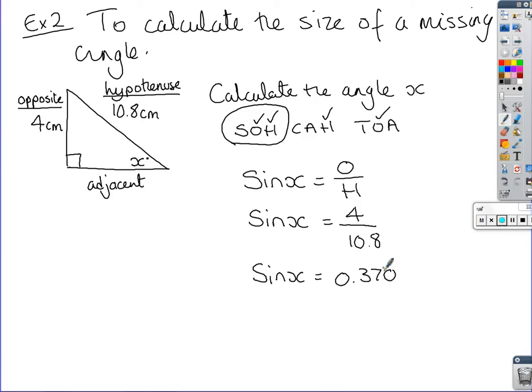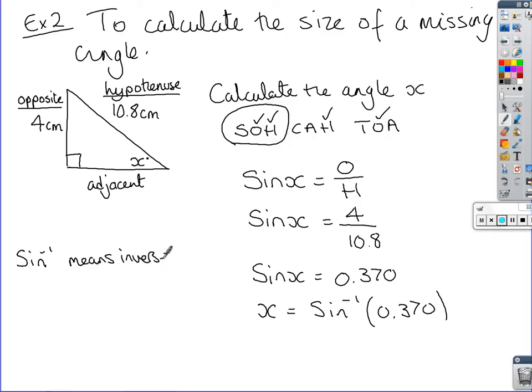Now we have an extra step this time in the calculator because what we have is sine x equal to 0.370, but we want x is equal to. So to take the opposite of sine, we do something called the inverse sine. So it's x is equal to sine to the minus 1 of 0.370. And I'll just write that over here. So sine to the minus 1 means inverse sine.